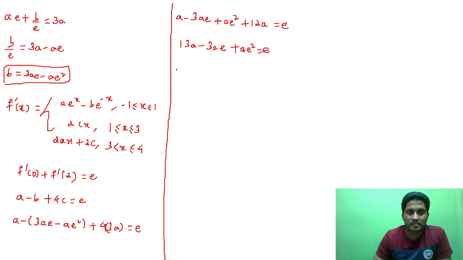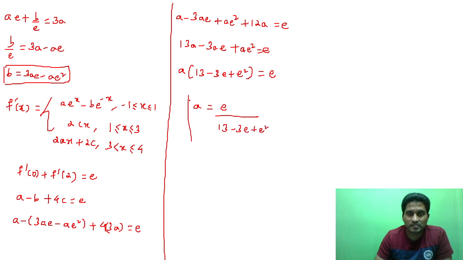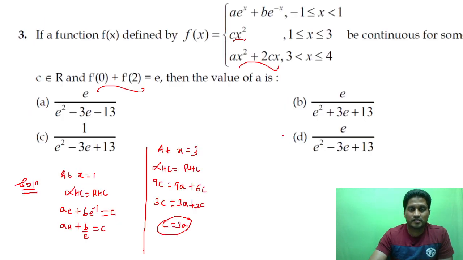From this I can write, if I take A common, A times 13 minus 3e plus e square is equal to e. Then the value of A will be equal to e upon 13 minus 3e plus e square. That's the answer, guys. A is equal to e upon 13 minus 3e plus e square. That's the last option. Okay, let's move to question number 4.